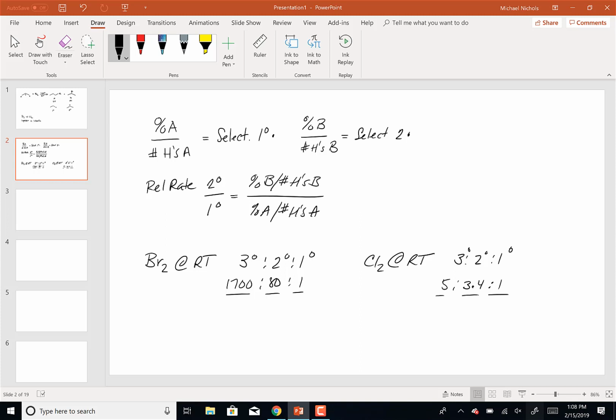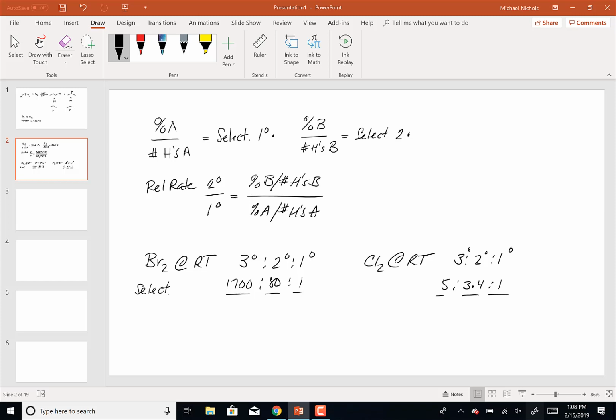So that's a bigger difference, or a big difference from bromination. So you form a tertiary radical in chlorination only 5 times faster, and a secondary only 3.4. Okay. So these are what are called our selectivities. And those numbers are determined by just averaging out a whole bunch of reactions.